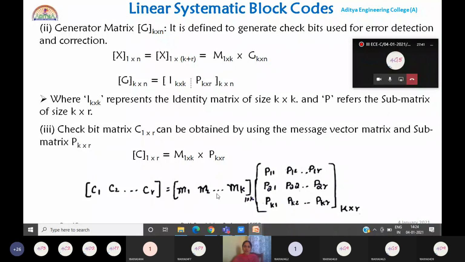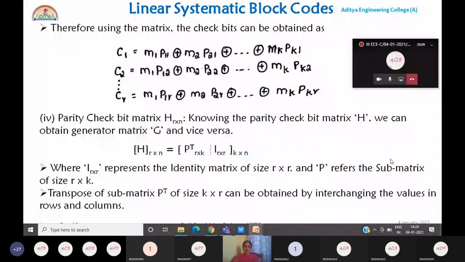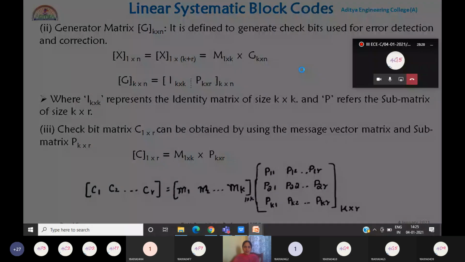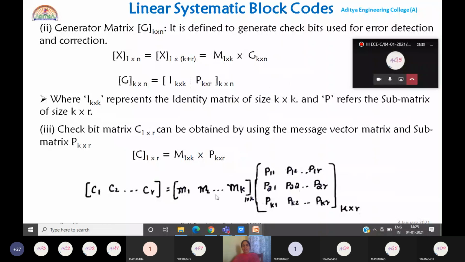So first, multiply the first row of the message vector with the first column of the submatrix: M1 into P11 plus... see here, in order to add you need to make use of modulo 2 addition, the XOR operation. So M1 into P11 XOR M2 into P21 XOR up to so on Mk into Pk1. So that is C1. Similarly, C2 is M1 into P12 XOR M2 into P22 XOR up to so on Mk into Pk2. Similarly, CR, the last one, will be M1, M2 up to so on Mk multiplied by the last column. What is the last column? So M1 into P1R XOR M2 into P2R up to so on XOR Mk into PkR.